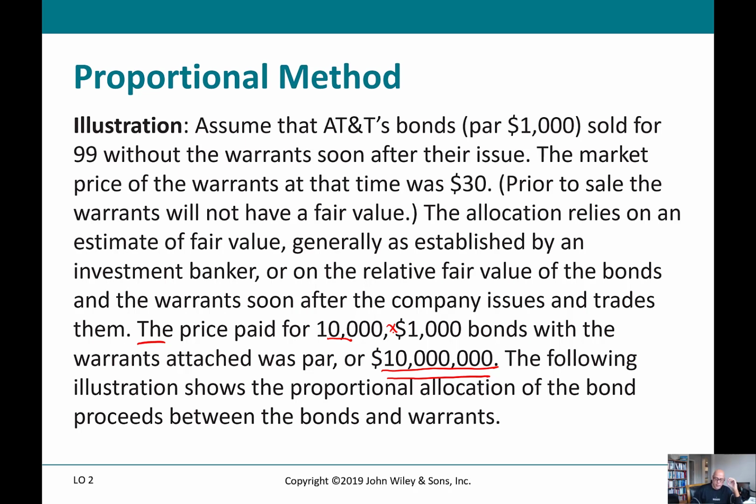They could have done a better job, frankly, to tell me that each bond carried one warrant. They don't say that. Bonds could carry more than one warrant, okay? But in this case, each bond had a warrant. They should have done a better job calling that out. So now they want us to use that information here to come up with this proportional method allocation, right?